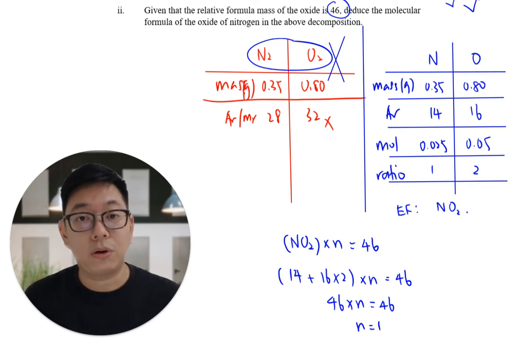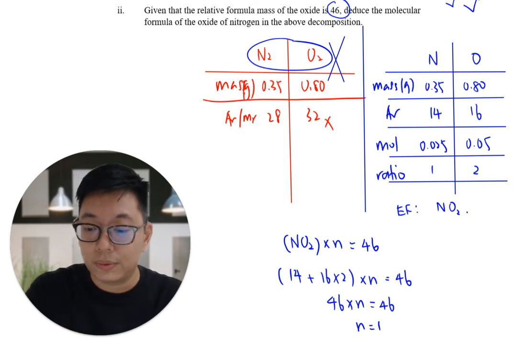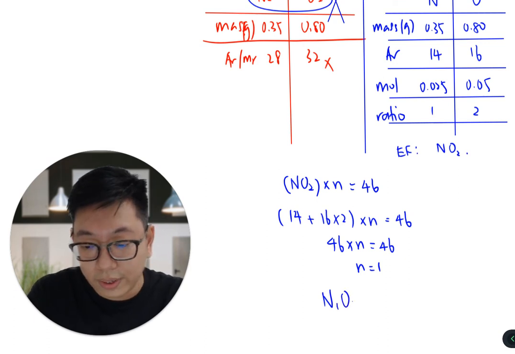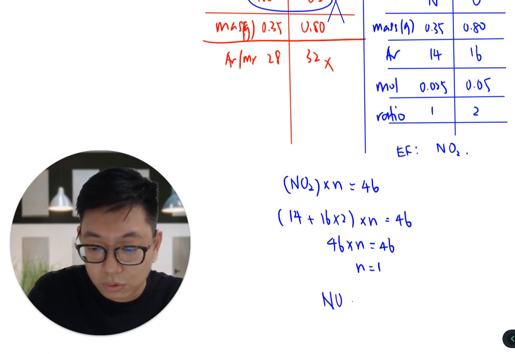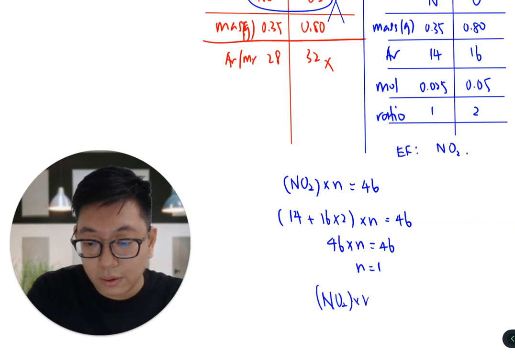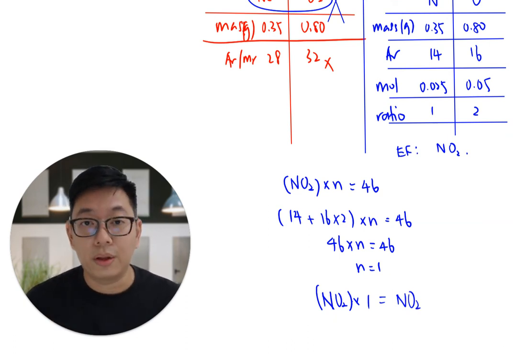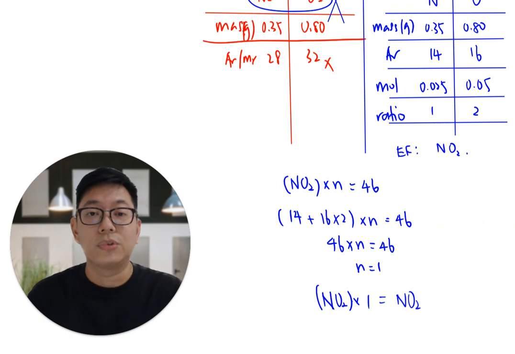So for this particular question, the empirical formula is what? Same as, because it's n equals 1, or rather it's NO2 multiplied by 1, which still gives us NO2. So for this particular question, the empirical formula and the molecular formula are the same. So you want to watch out for that.